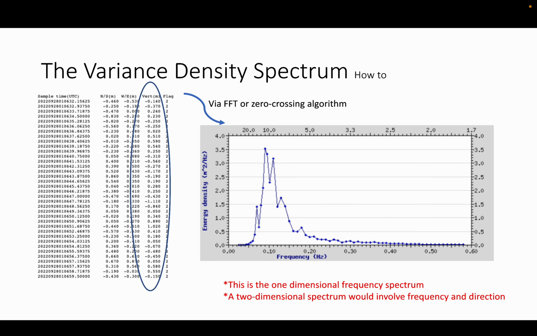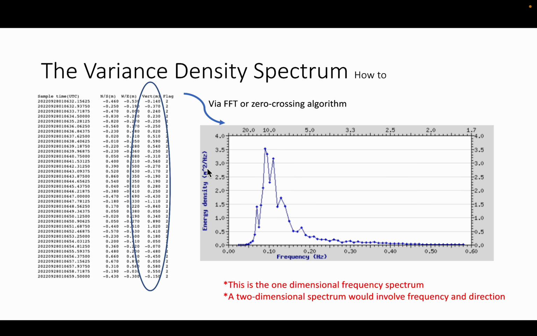So basically all of that creates this, the variance density spectrum. So here we have our buoy, here's the time, and then that vertical displacement we were talking about, and this is our time series altogether. Via your fast Fourier transform or zero crossing algorithm, which we did not get into, you can create this plot. And here we have energy density, which has peculiar units if you're not used to them, meters squared per hertz, and this is versus frequency.